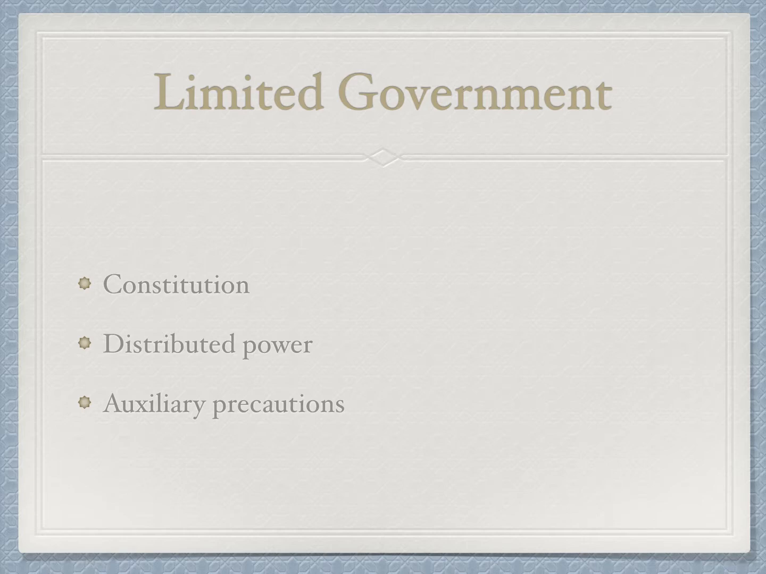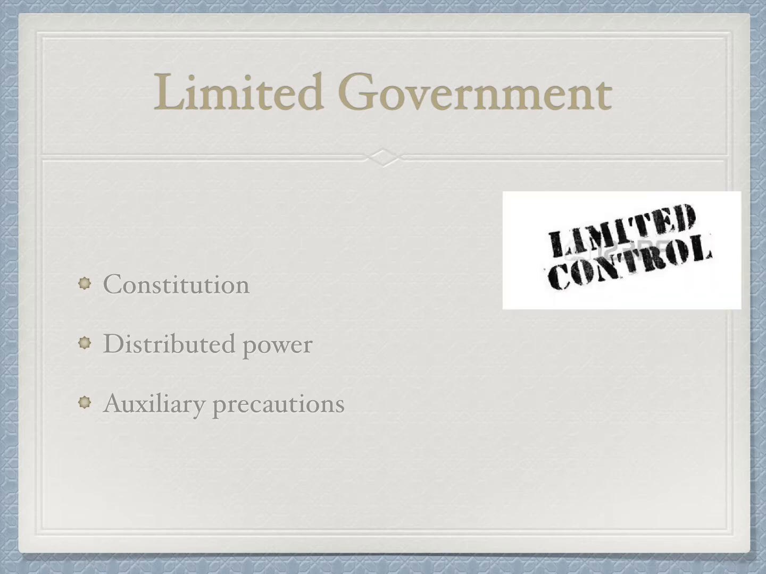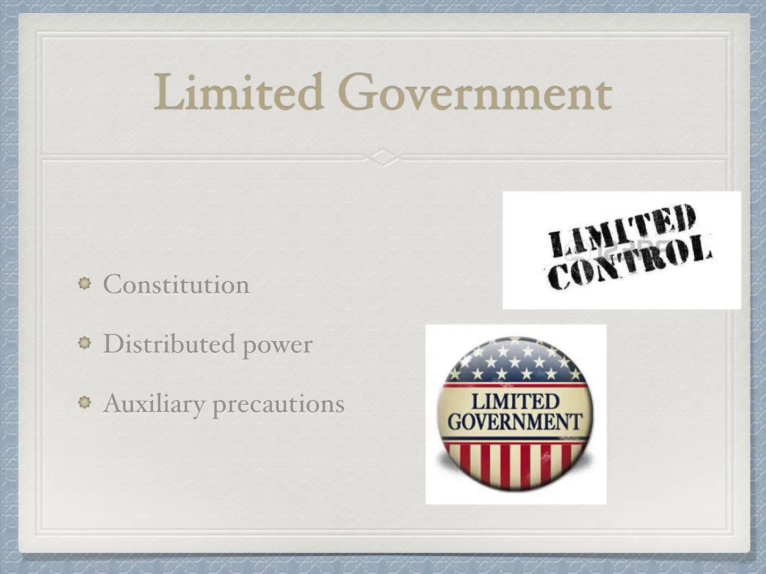The next principle of government is limited government. In order to have a free nation, you need a limited government. Federalist 51 talks about limiting government with auxiliary precautions, checks and balances, impeachment, enumeration of powers, federalism, the Electoral College, law vetoes, and the Constitution itself.